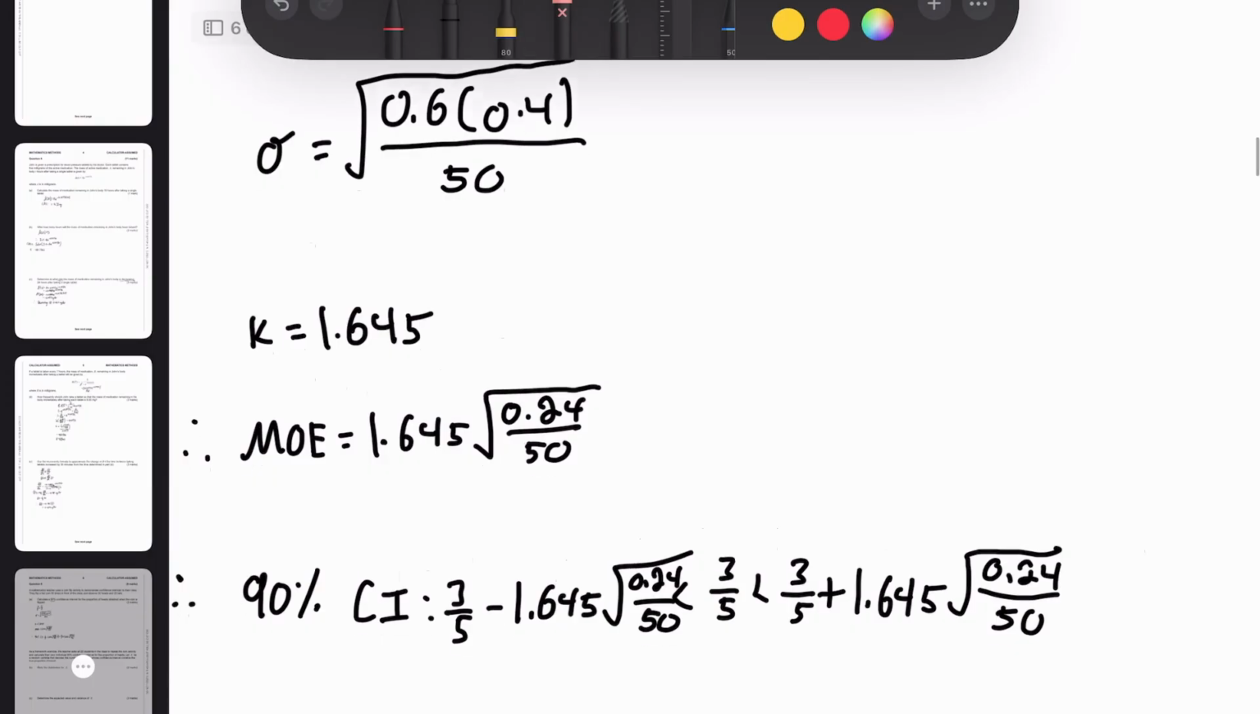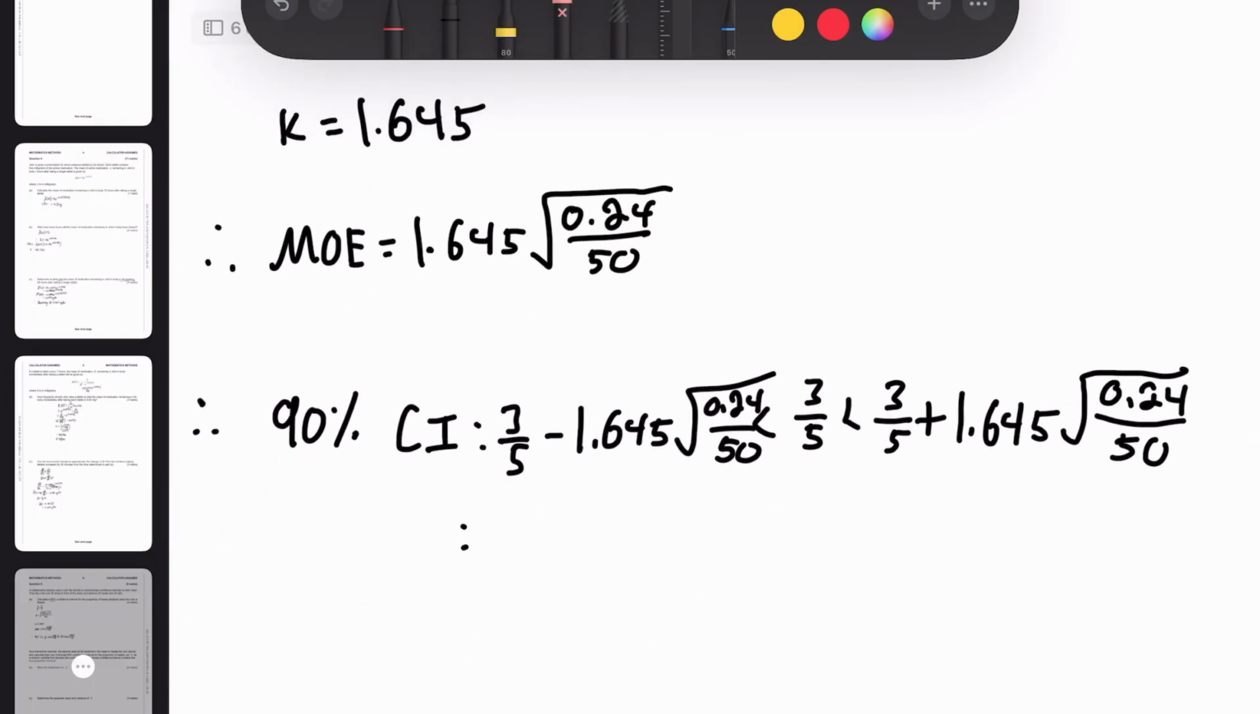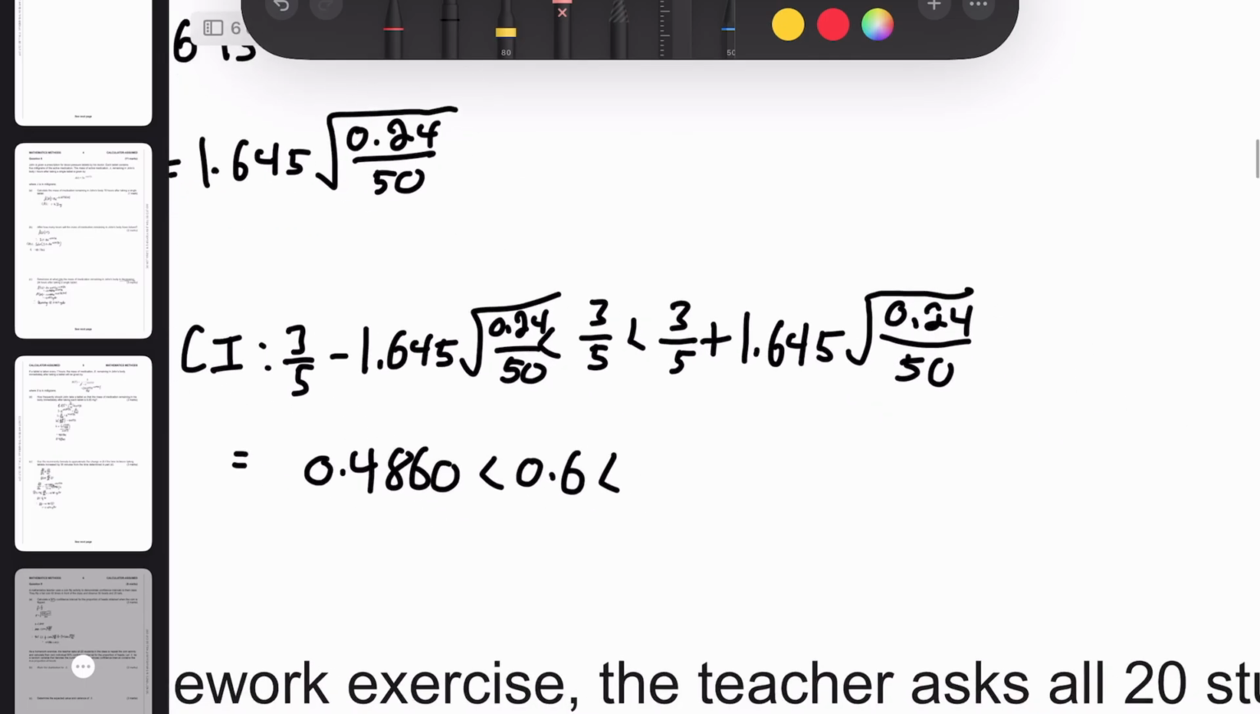So if I do that, then we get the lower bound is equal to 0.4860, which is less than 0.6, and the upper bound is 0.7140.